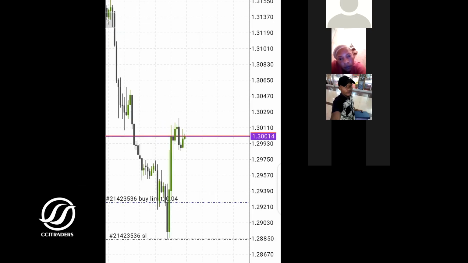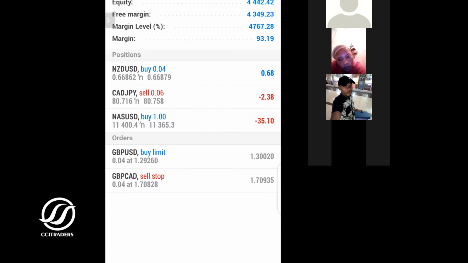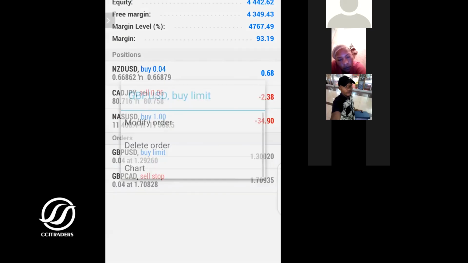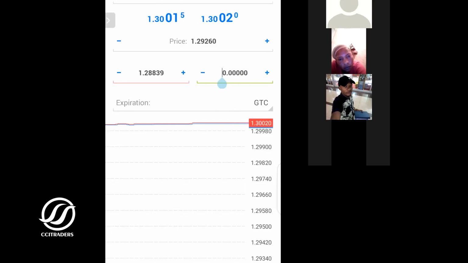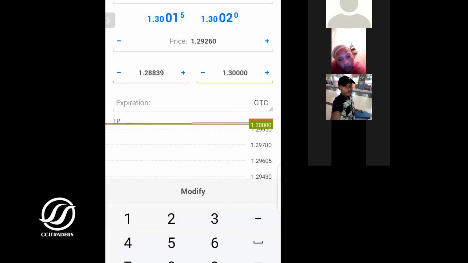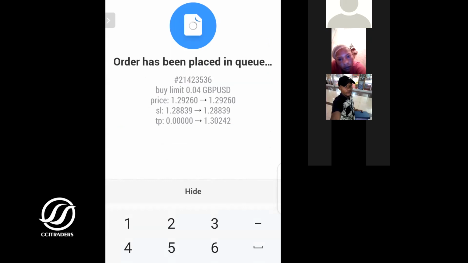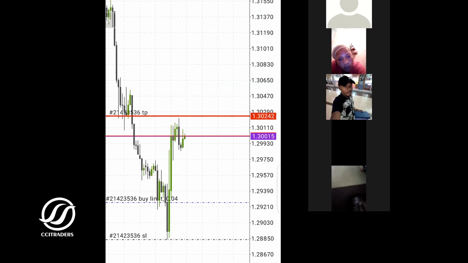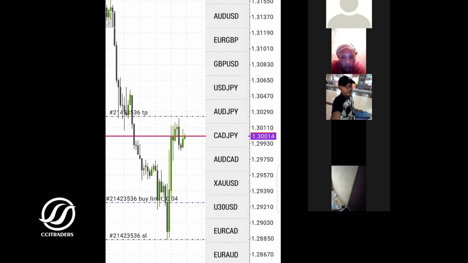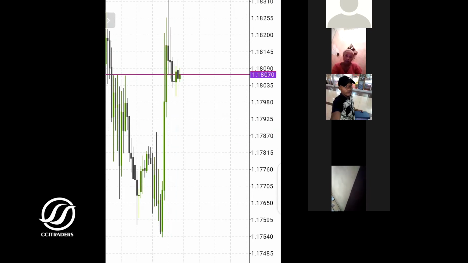I think I would like to take my profit at this point. So the take profit will be 1.30242. Yes, so we've done that. Now we've done our sell limit, our buy limit, buy stop, and sell stop. So let's look for a pair that we can do our sell limit on.